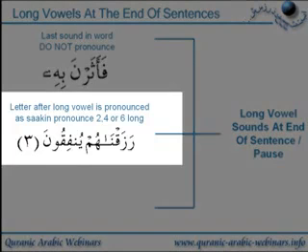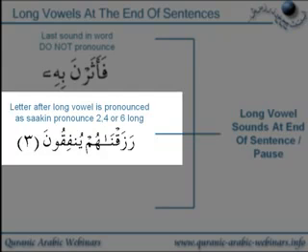The second case: the letter after the long vowel is pronounced as sakin. We pronounce the long vowel as 2, 4 or 6 long. So here we've got the word yunfikuna, and then we've got the end of the sentence, or we're stopping. Now this will be covered in another lesson, but in the case where we stop at this sentence or we pause, the last letter here, nun, which has got fatha, would be pronounced as if it's sakin. So now you've got the long vowel and the sound after it is sakin, and we're stopping.